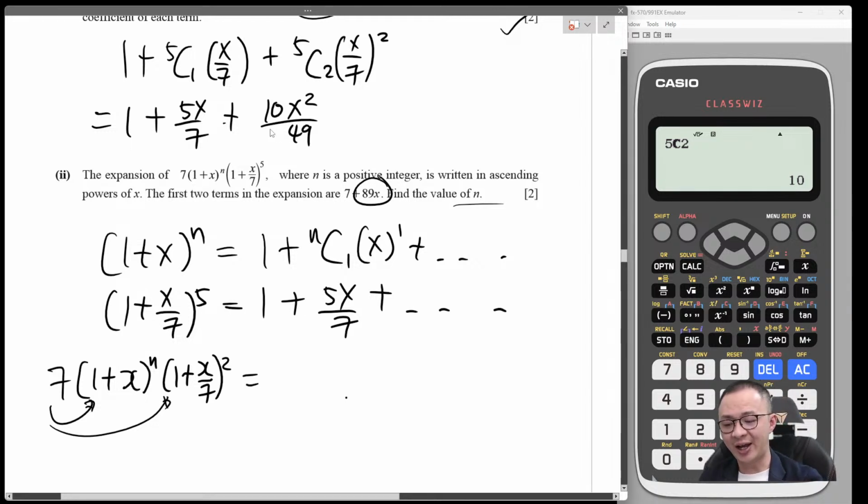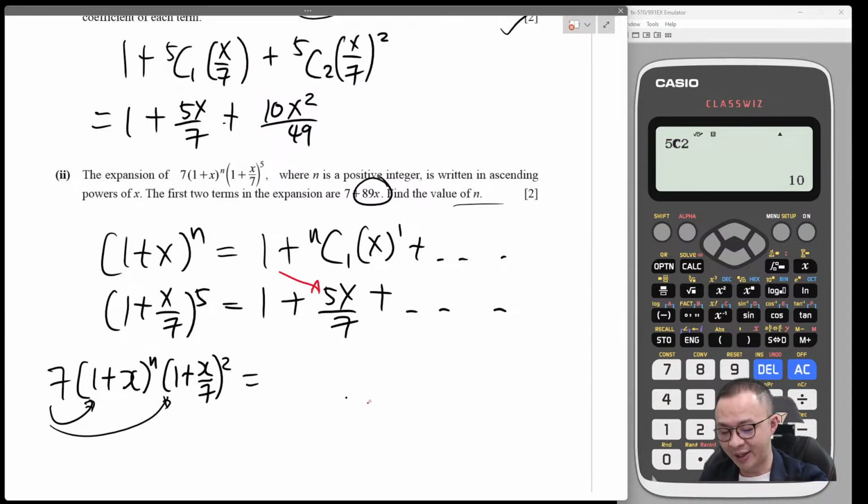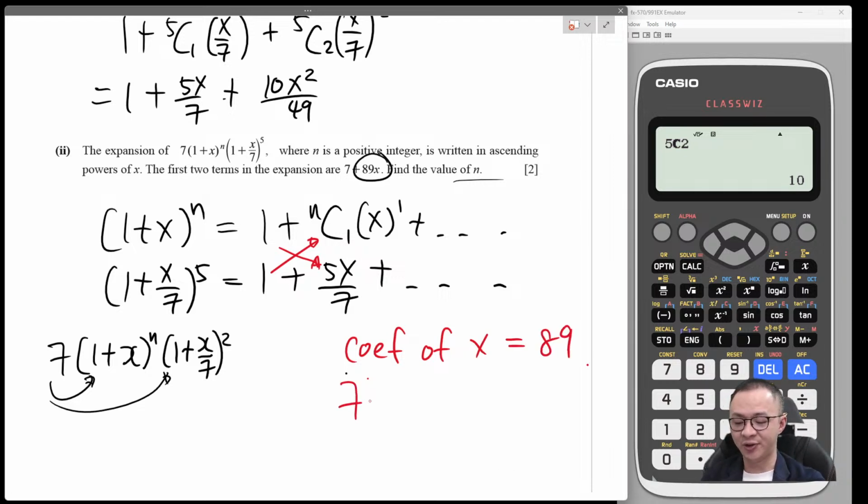So in order to get x power 1, the 1 will need to multiply the x power 1. This 1 also needs to multiply this x power 1, right? And then we need to multiply the 7. Okay, so I will say the coefficient of x is 89. So in order to get the coefficient of x, you need to use 7, and then this one is multiply 5 over 7, because 1 multiply 5x over 7. I take the coefficient only, I don't take the x. And then multiply the nC1.